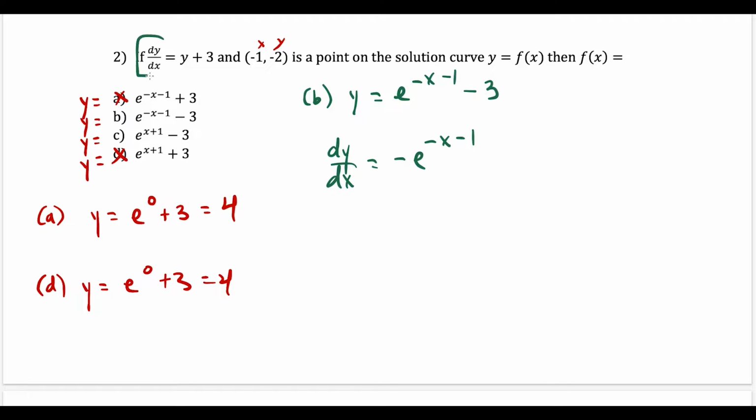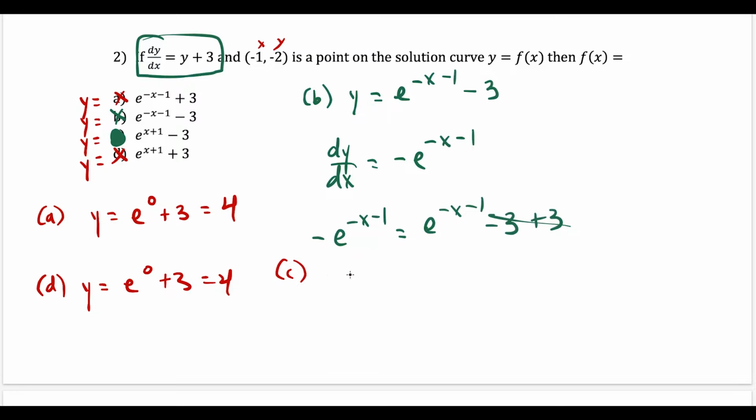So now if we try to plug this into the differential equation over here, we would have negative e to the minus x minus 1 equals y plus 3. But the problem with this is that when we plug this in, so we have y, that's this piece here, plus 3, the exponent terms here are off by a negative. So just by process of elimination, I know this is going to be choice C. But if I had to show that choice C is good, the initial condition does check out here when we have this equation here.